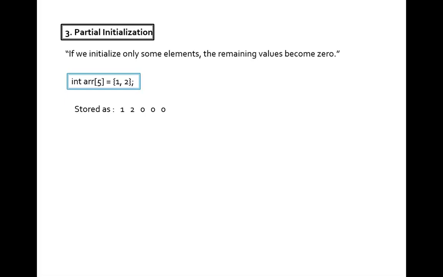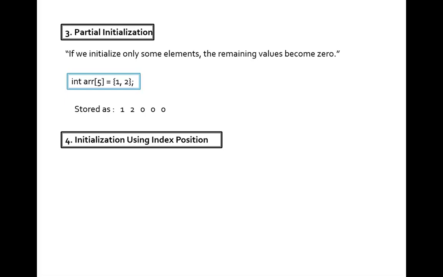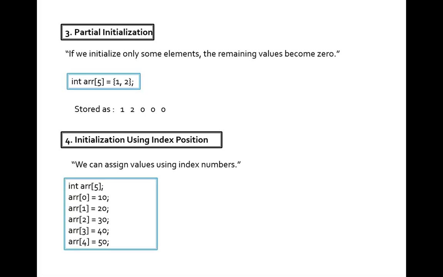ARR[0] is 1. ARR[1] is 2. ARR[2], ARR[3] and ARR[4] become 0. Number 4 is initializing using index position. I've already told you that index starts from 0 onwards. We can assign values using index numbers also.